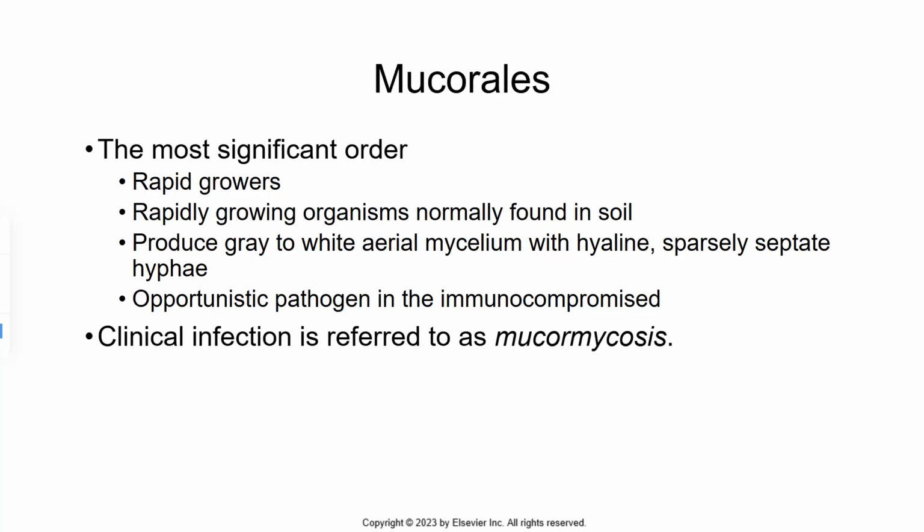Mucorales, the most significant order. These are rapidly growing organisms normally found in soil. They produce gray to white aerial mycelium with hyaline, sparsely septate hyphae. They are opportunistic pathogens in the immunocompromised. Clinical infection is referred to as mucormycosis.